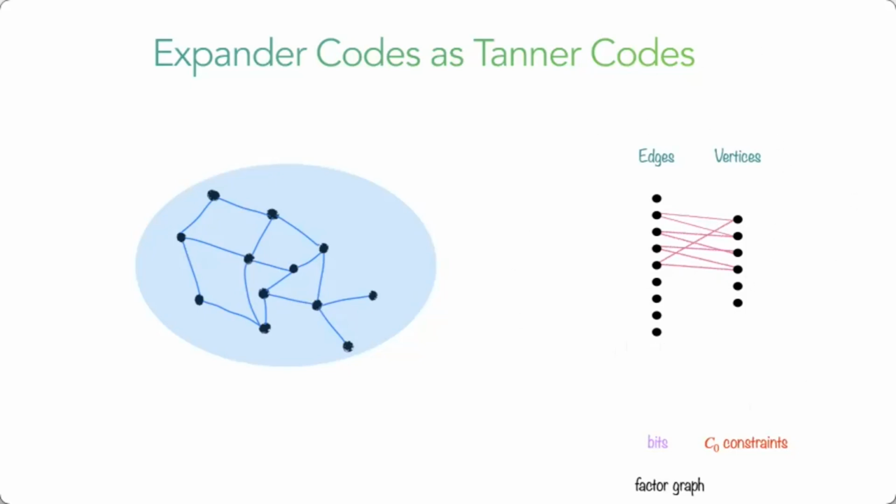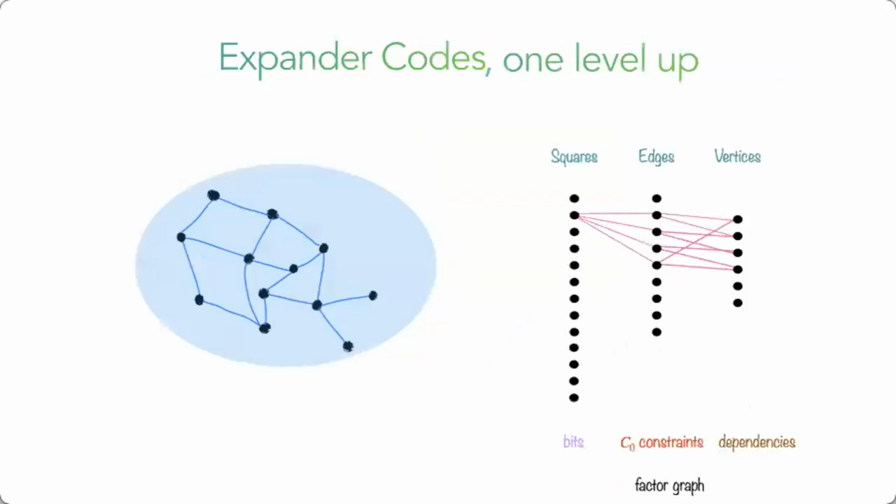So we're now going to push it one level up and add a third layer, the squares. Instead of putting the bits here, we're going to put the bits on the squares. Pictorially, I'm putting a bit on every square. And now my constraints are going to be on the edges. So every edge will look at all the squares touching it and require some linear constraint.